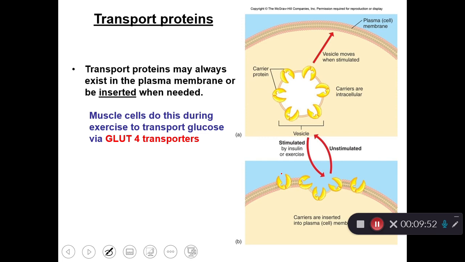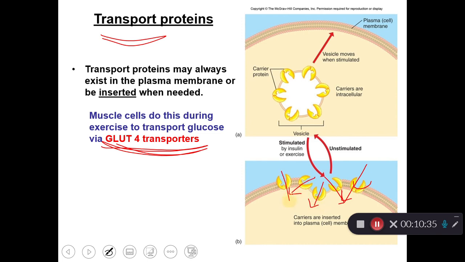So here our carriers are transport proteins, and sometimes they need to be embedded within the cell membrane when we need them. For example, in glucose facilitated diffusion, the carriers are called GLUT4 transporters. As you do physical exercise, your skeletal muscles need more sugar to give energy to move. So carriers will be inserted into the cell membrane of your skeletal muscles so that they allow more glucose to enter the cell.